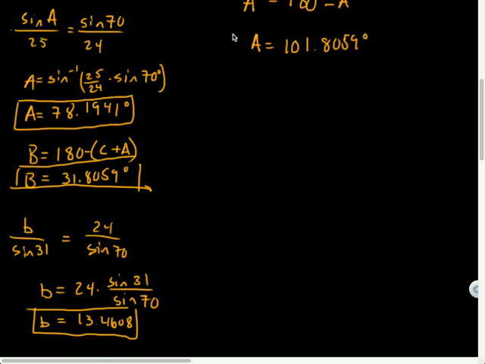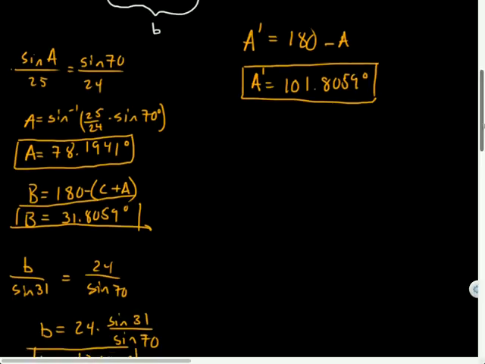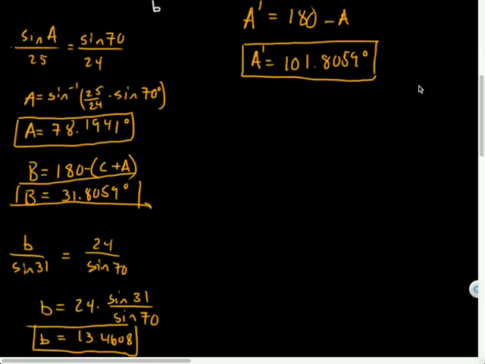101.8059 degrees is what I get for angle A prime. If you're watching this video, please get it as soon as you can. And now that I know A prime, I can find B prime.